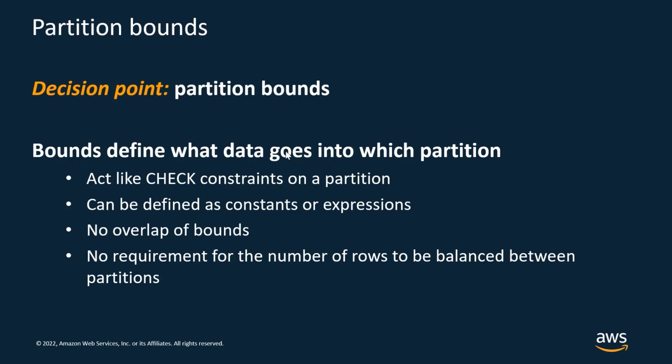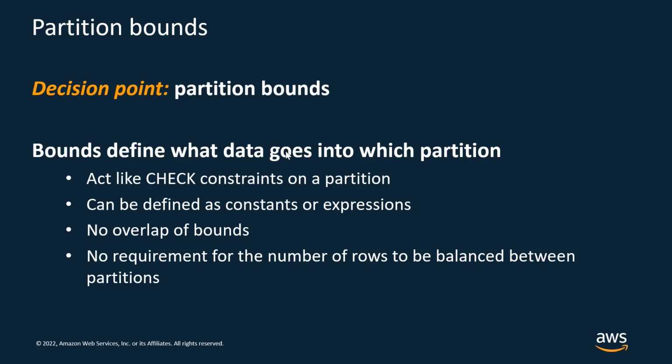After deciding on the partitioning strategy, you also need to define the lower bound and upper bound values for the partitions. A partition bound behaves like a check constraint. Whenever data is inserted or retrieved, it determines which partition to perform the operation on. The partition lower bound is inclusive. The upper bound is exclusive.